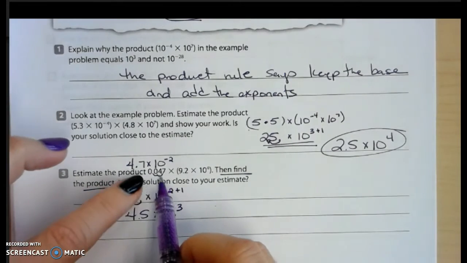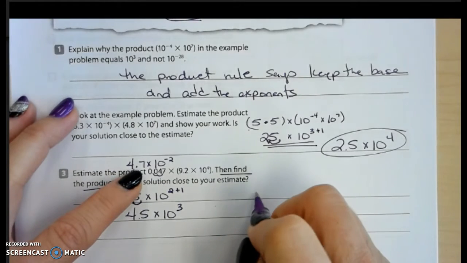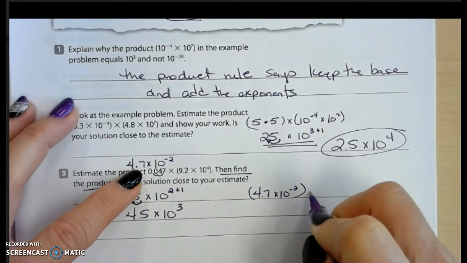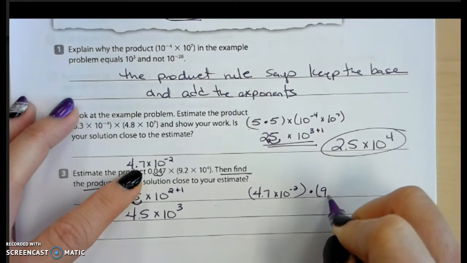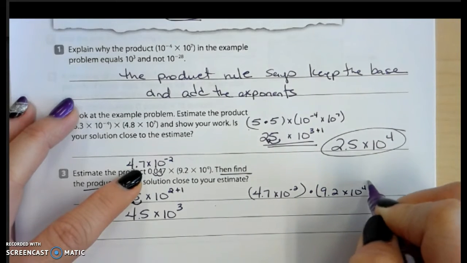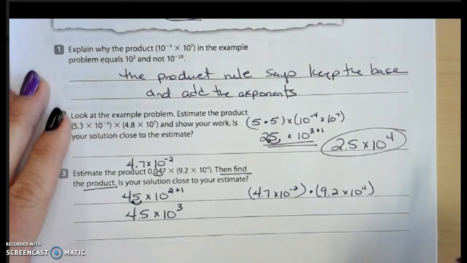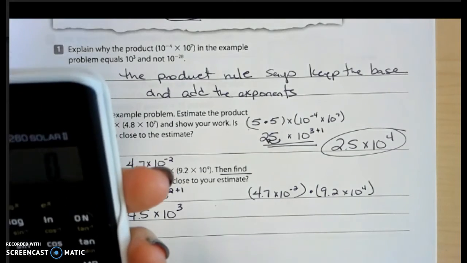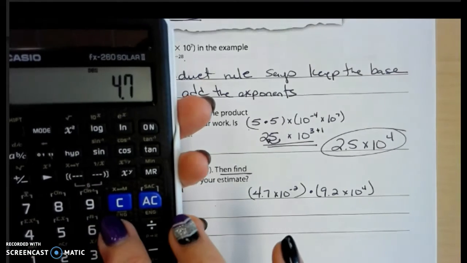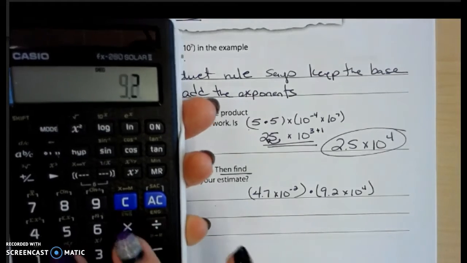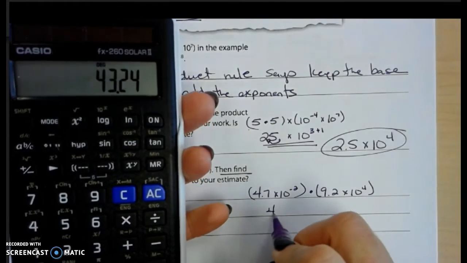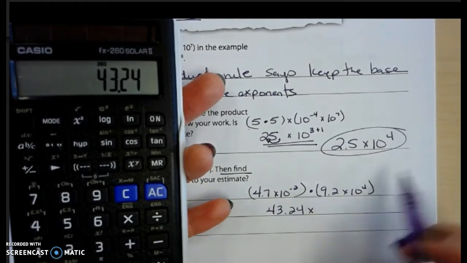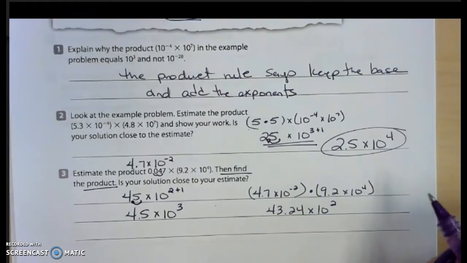Now, I do want to use my scientific form. I've got 4.7 times 10 to the negative 2 times 9.2 times 10 to the 4th. 4.7 times 9.2 is 43.24. And then my base 10s gives me 10 squared.